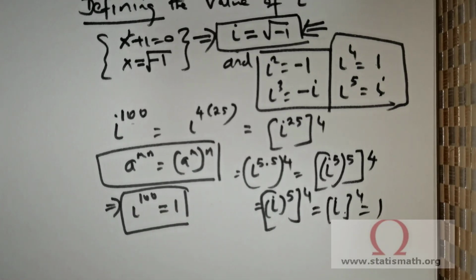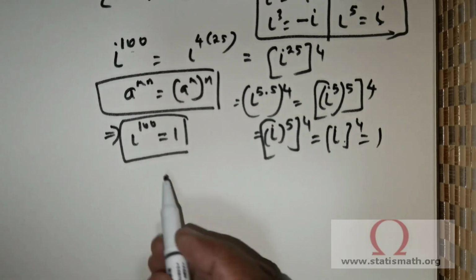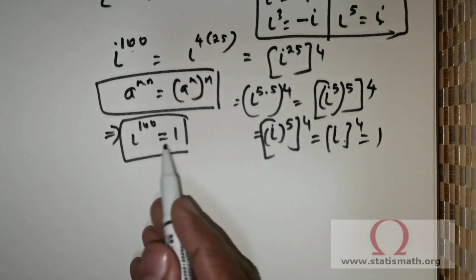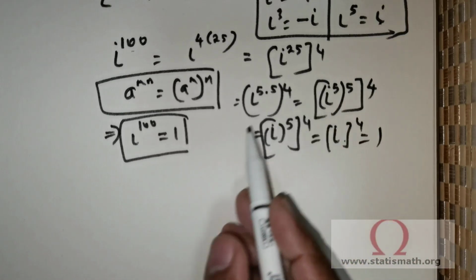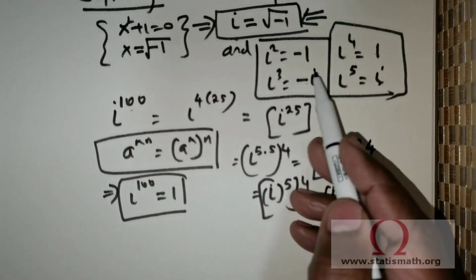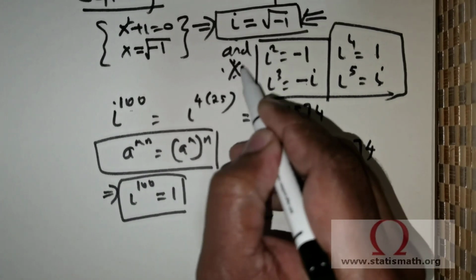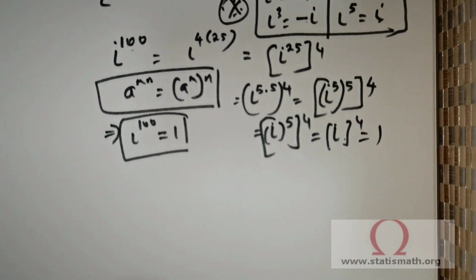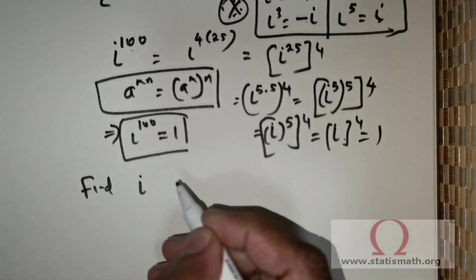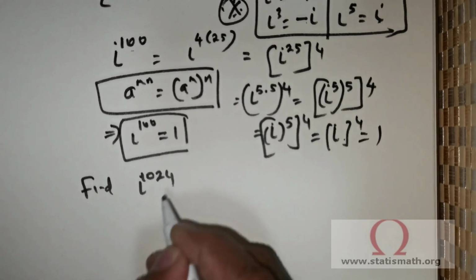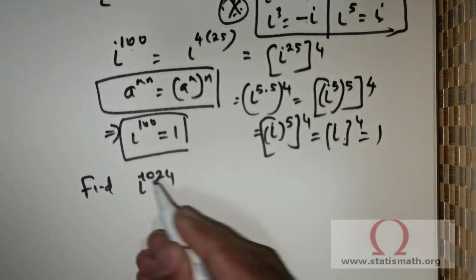So like this, you can literally get the value for any power of i, just by merely understanding this table. This is a very important table that you have to know. So I can do another example. If they ask you to find what is i raised to the power, say, 1024, this is a standard question.